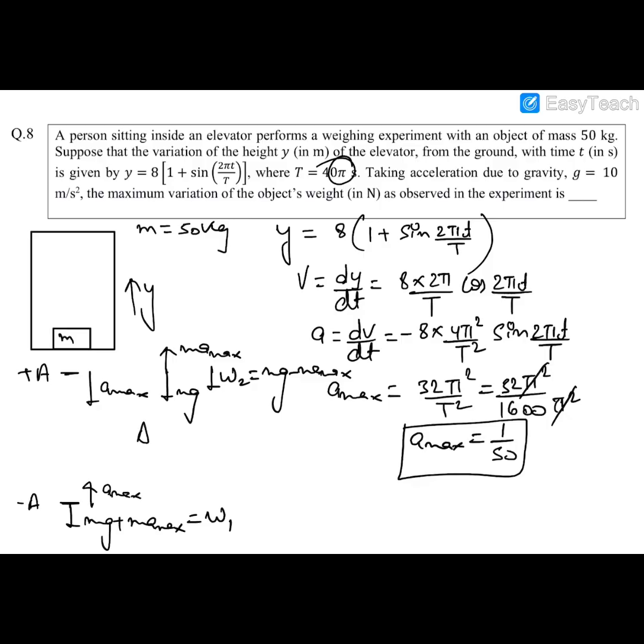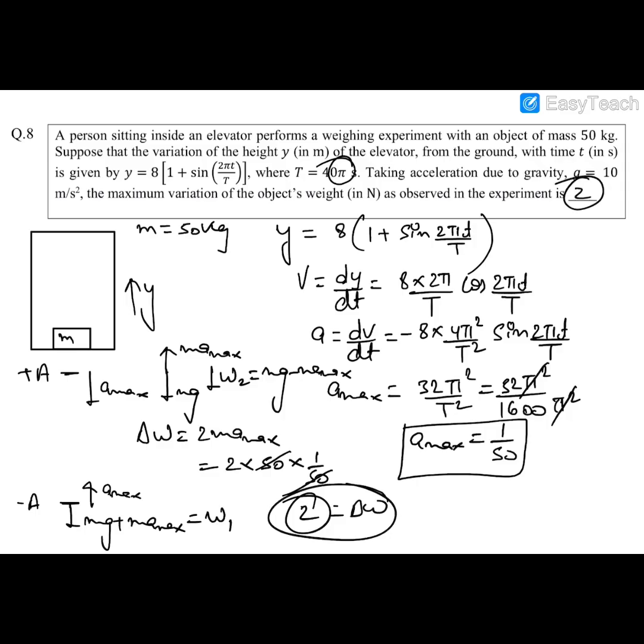So delta w, the change in weight, will be equal to 2 m a max, and this is 2, m is 50, a max is 1 by 50. So the maximum variation in the weight, that is delta w, is 2. So the correct answer will be 2. Now we move on to the next question.